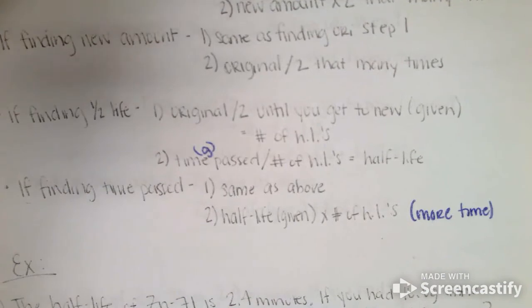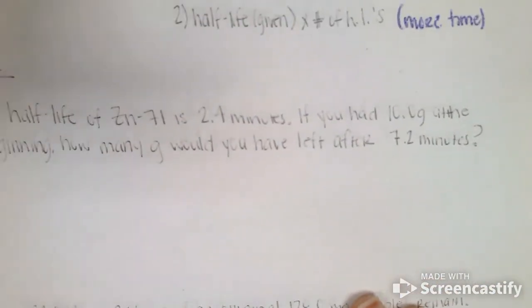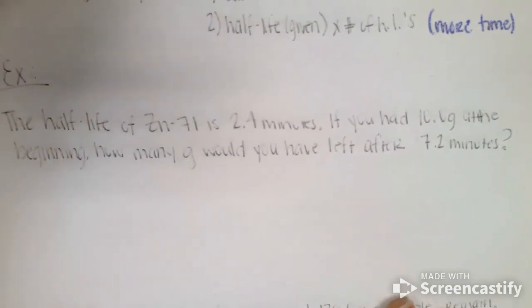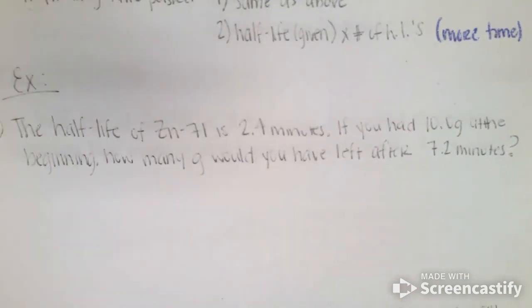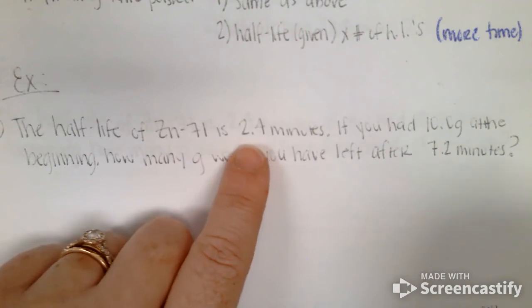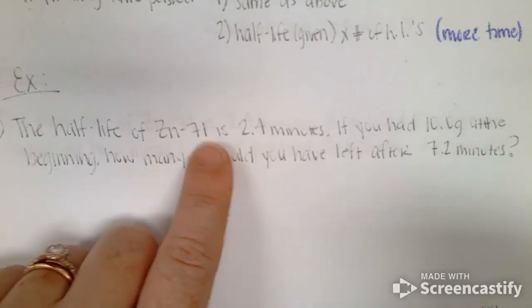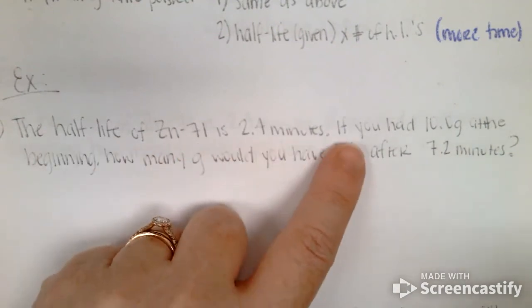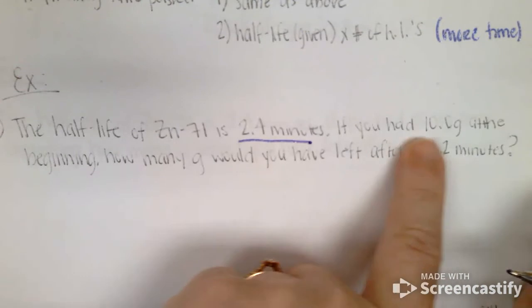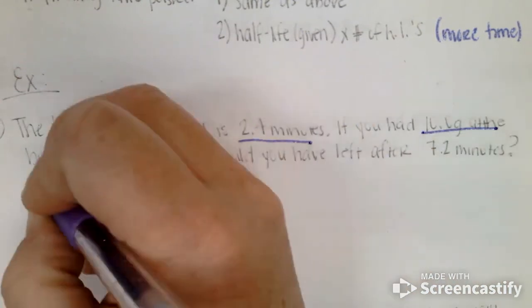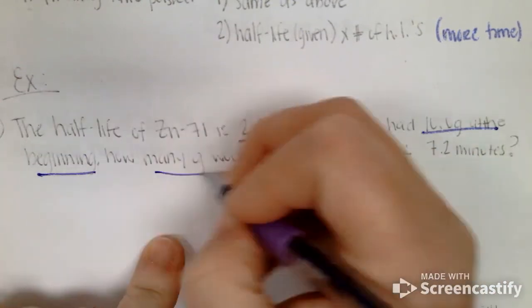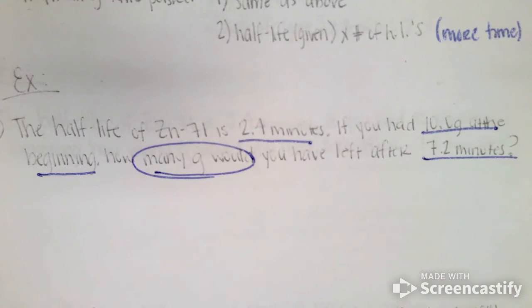So now I want to go over 2 quick examples with you so you can see how to do one of the first 2 bullets and then how to do one of the last 2 bullets that we just went over. So this says, if the half-life of ZN71 is 2.4 minutes, if you had 10 grams at the beginning, how many grams would you have after 7.2 minutes?